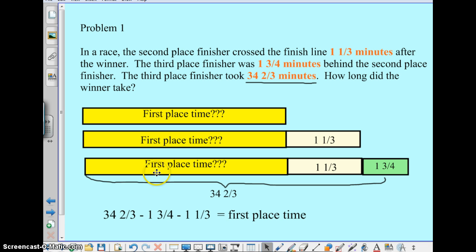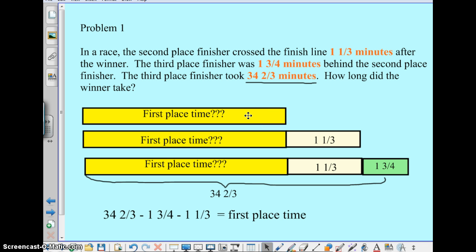Okay, problem 1. In a race, the second place finisher crossed the finish line 1 1/3 minutes after the winner. The third place finisher was 1 3/4 minutes behind the second place finisher. The third place finisher took 34 2/3 minutes. How long did the winner take? It actually should say how long did the winner take in minutes and seconds, and I'll show you why at the end. So, here we go.